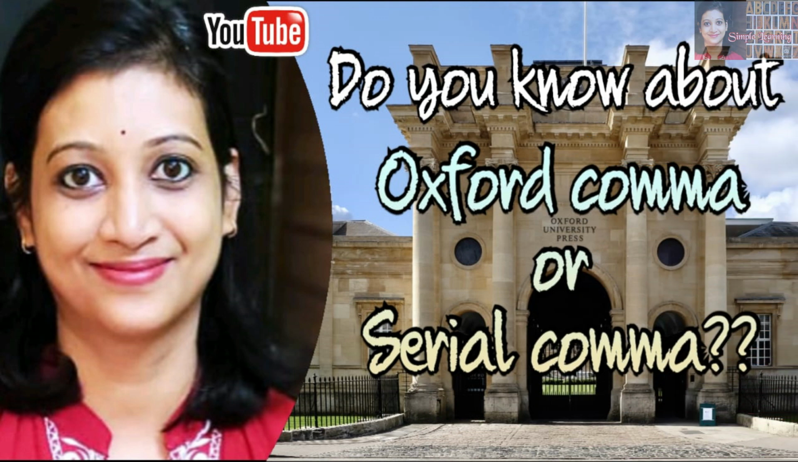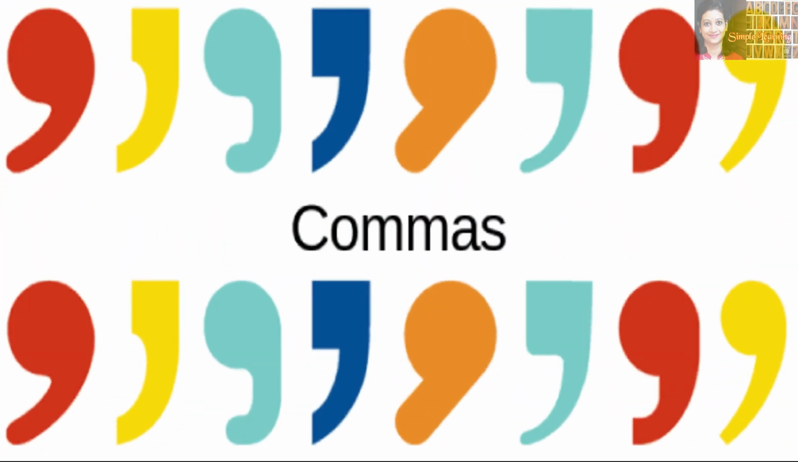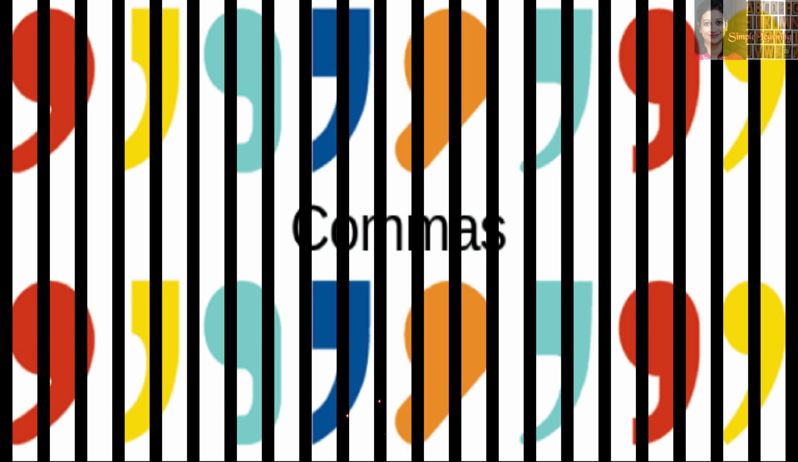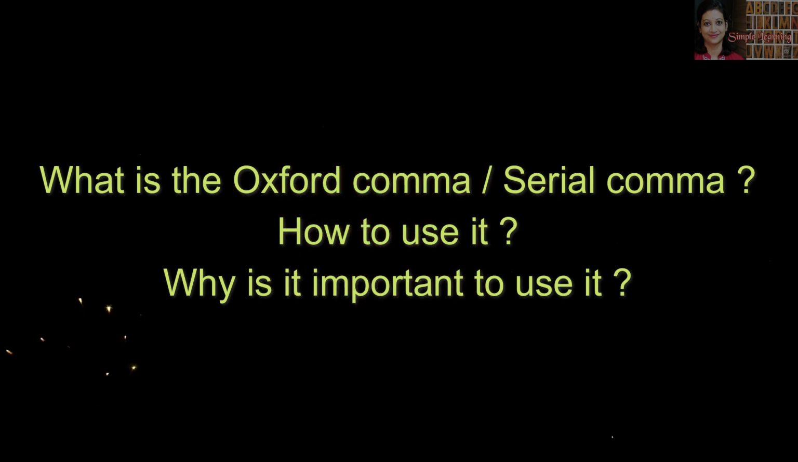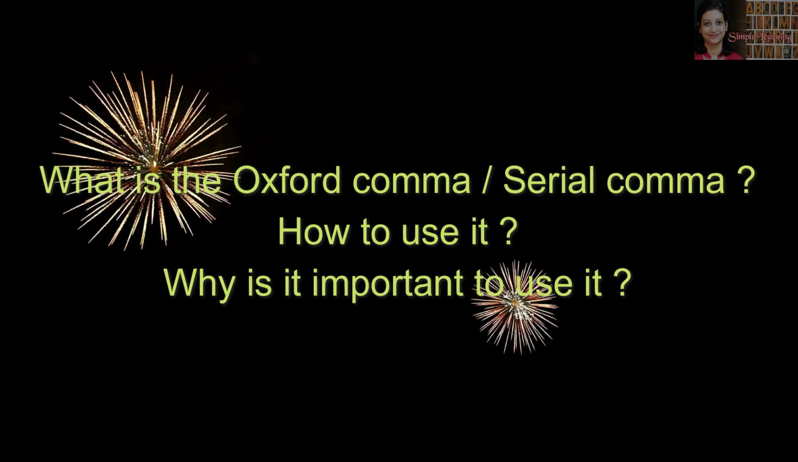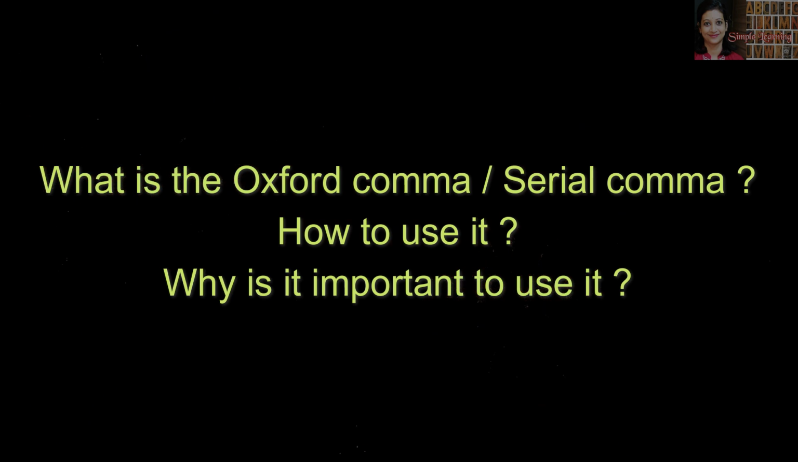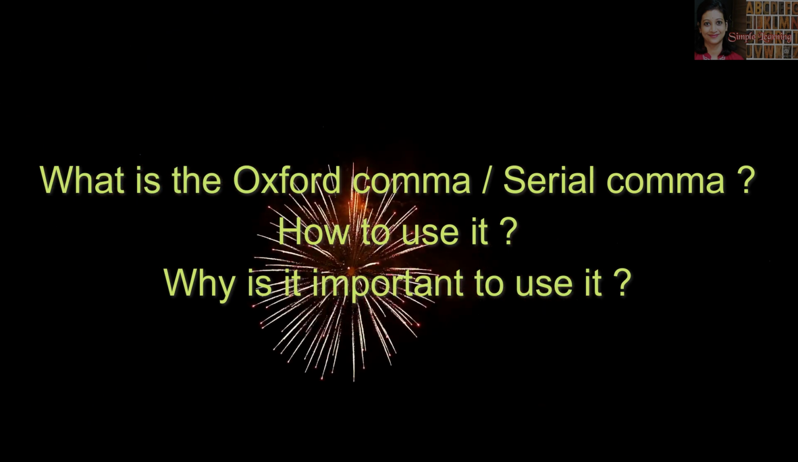In today's video, I am going to tell you about the Oxford comma, also known as the serial comma. We all know about the comma. It is the shortest and most frequently used of all punctuation marks. But in this video, we are going to learn about what the Oxford or serial comma is, how to use it, and why it is important to use it.